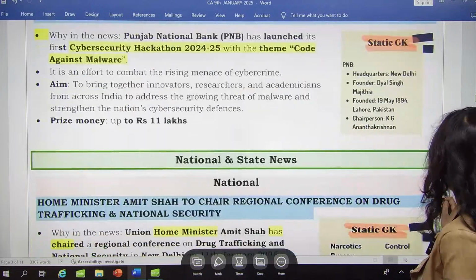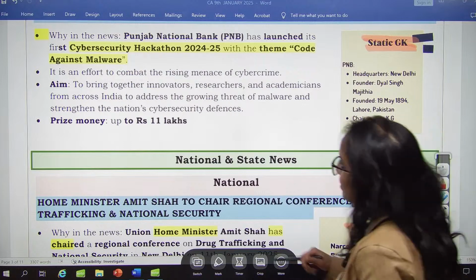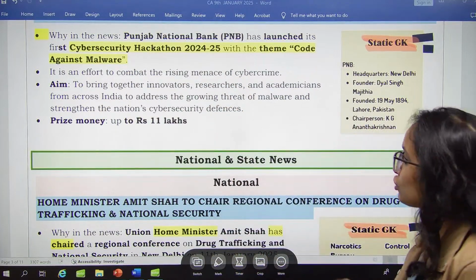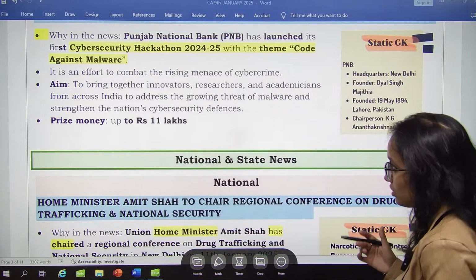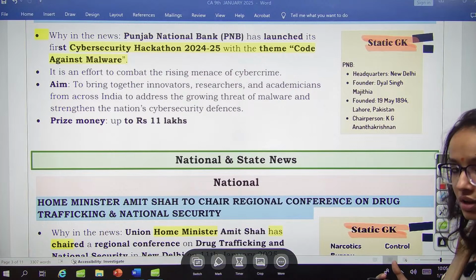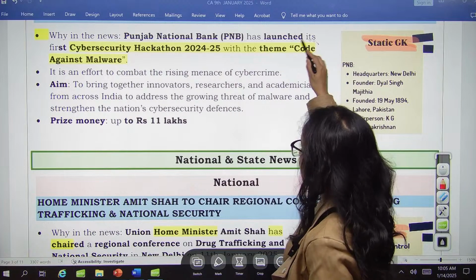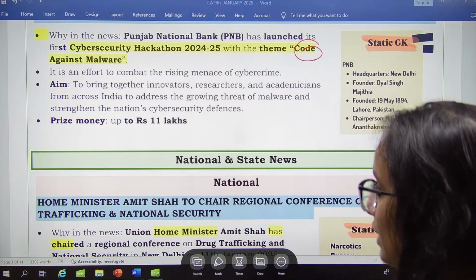Then Punjab National Bank has launched its first cyber security hackathon 24-25 with the theme Code Against Malware. So Punjab National Bank ने cyber security से combat करने के लिए it has launched its first cyber security hackathon, right? Remember PNB. What is the theme of this hackathon? Code Against Malware. This is the theme.